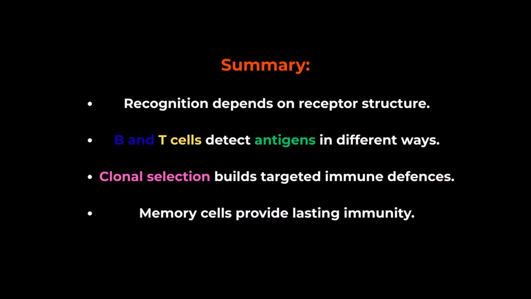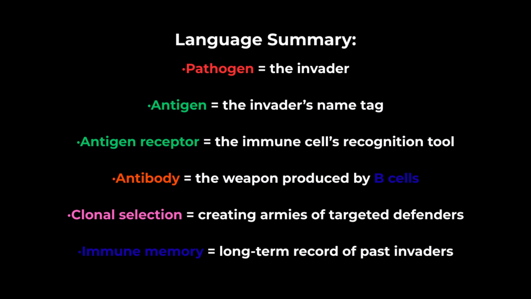So putting it all together then, let's just quickly summarize some of the language of immunity. Pathogen is an invader. Antigen is the invader's name tag. Antigen receptors are the immune cell's recognition tools. Antibodies are the weapon produced by B cells. Clonal selection is creating armies of targeted defenders. And immune memory is a long-term record of past invaders.